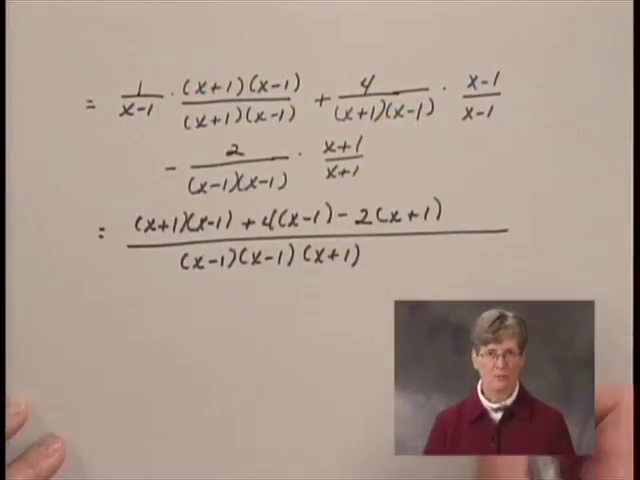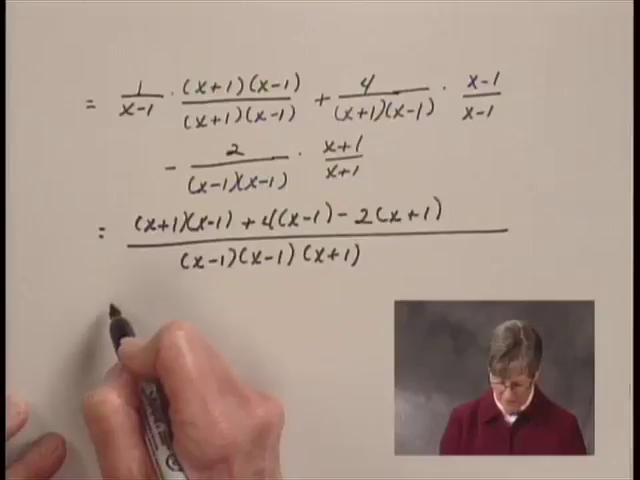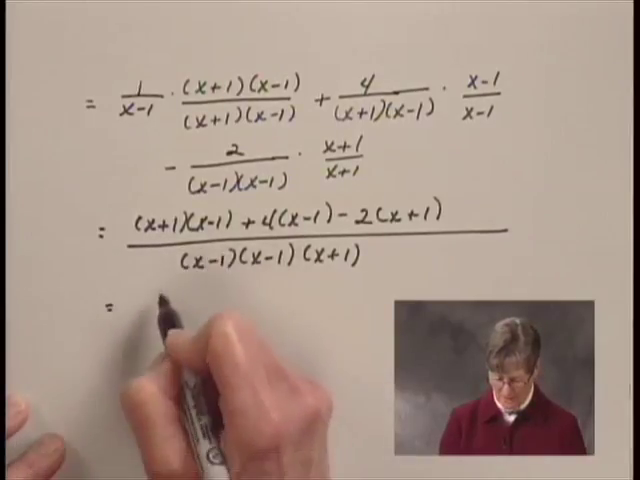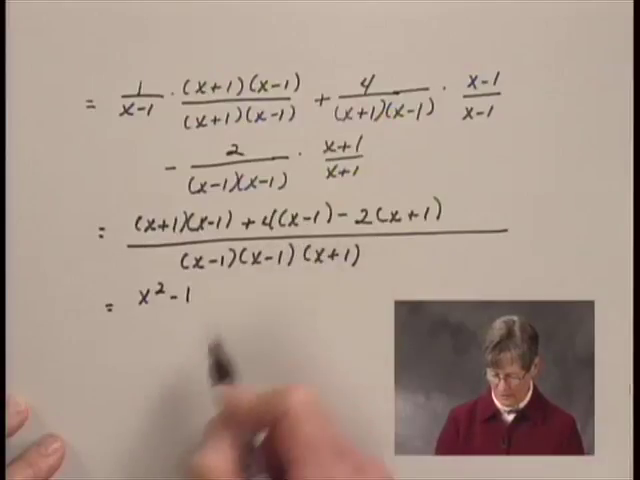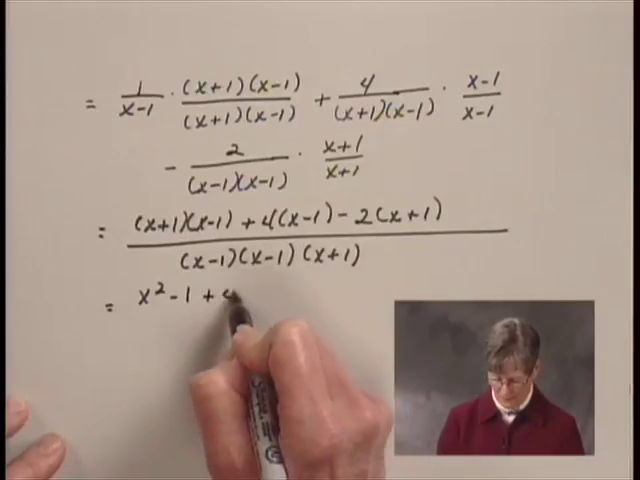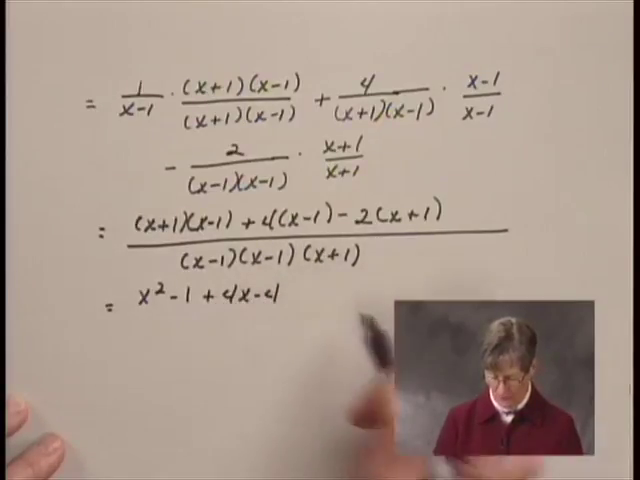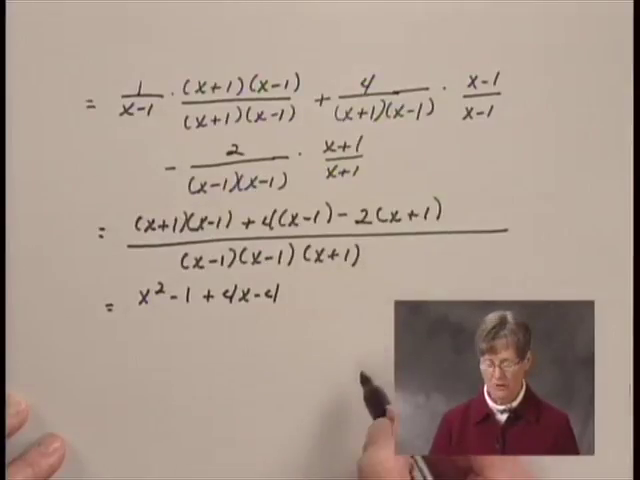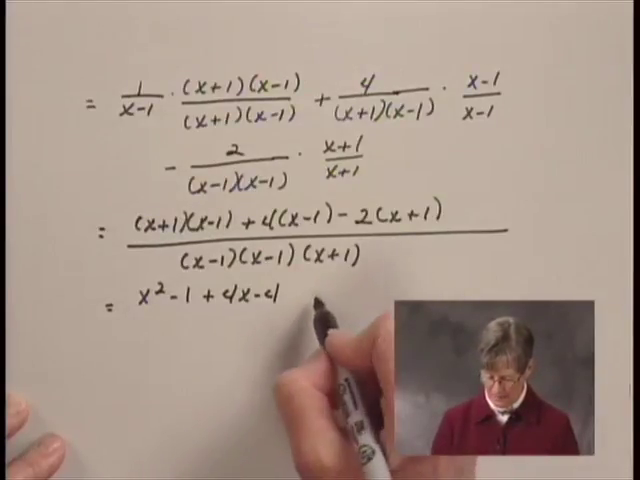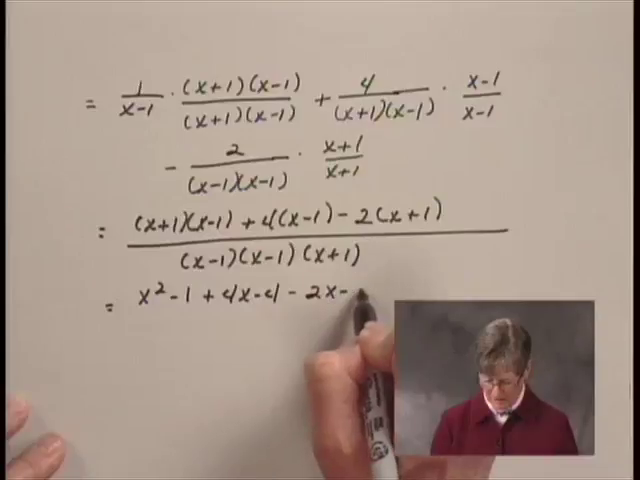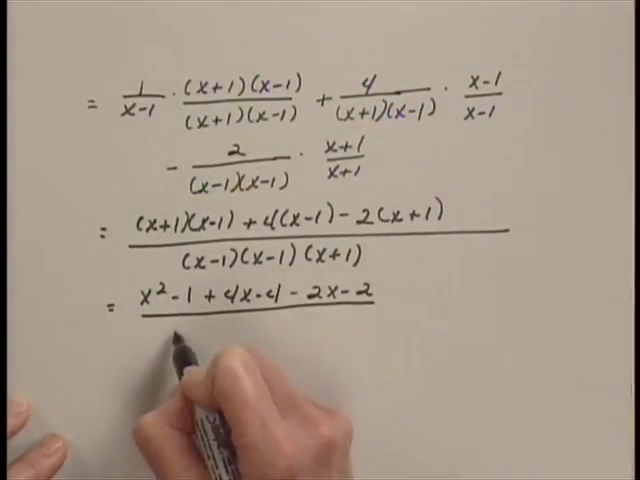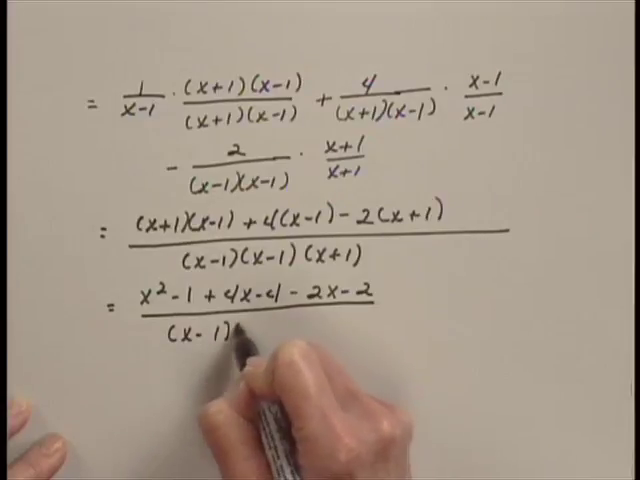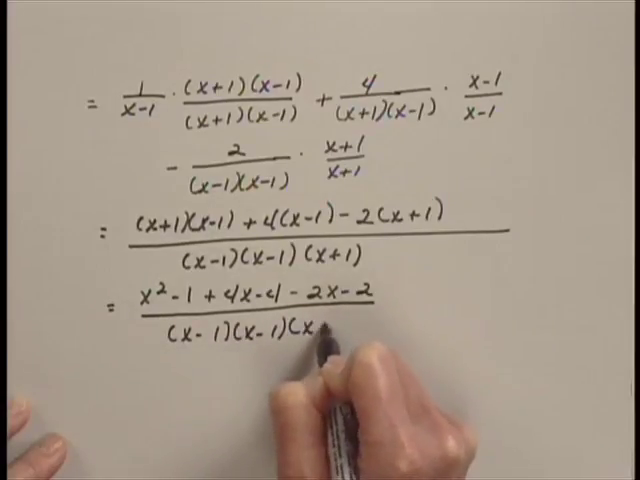Now let's do the multiplications that are indicated here in the numerator. X plus 1 times x minus 1 is x squared minus 1. 4 times the quantity x plus 1 gives us 4x minus 4. And when I take negative 2 times the quantity x plus 1, I get negative 2 times x minus 2. And all of that is over the least common denominator.